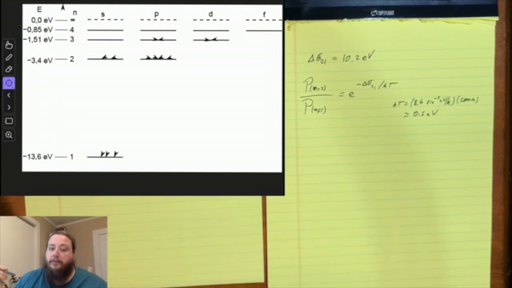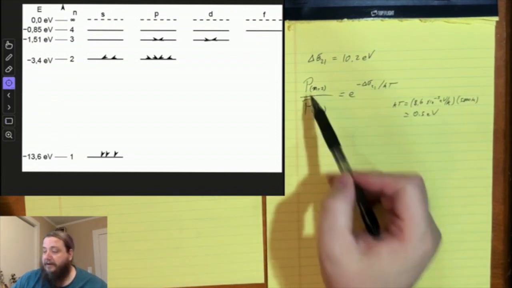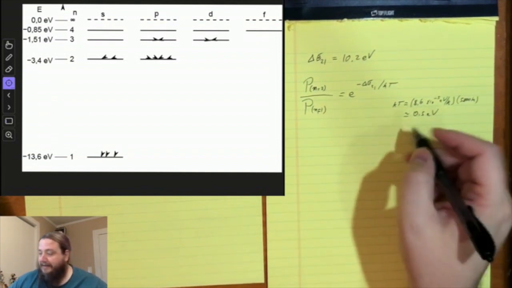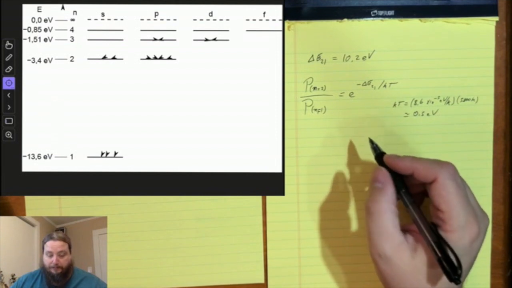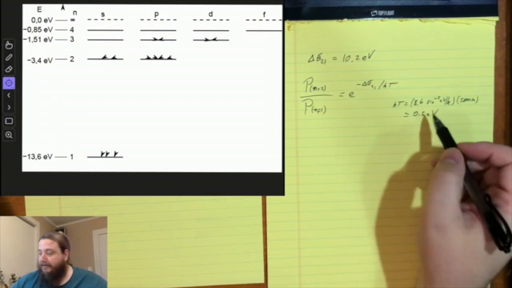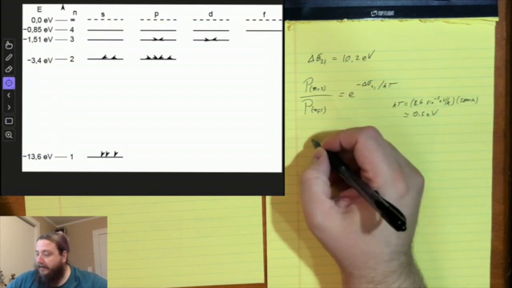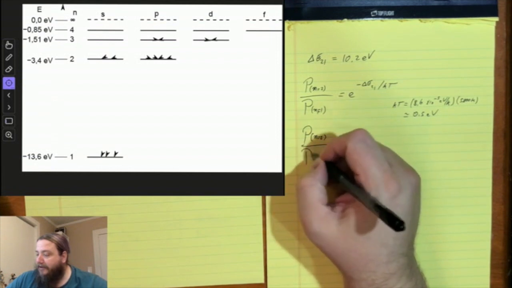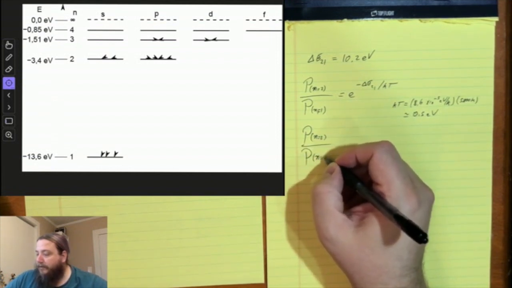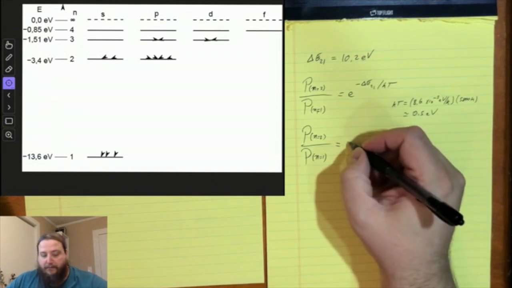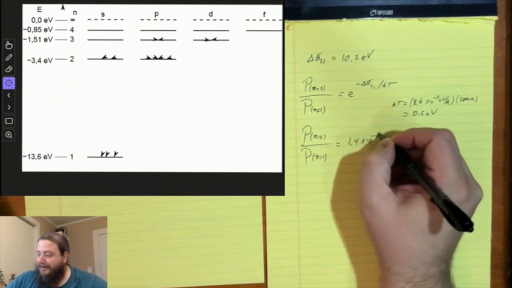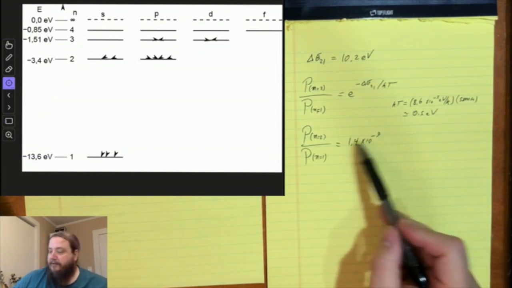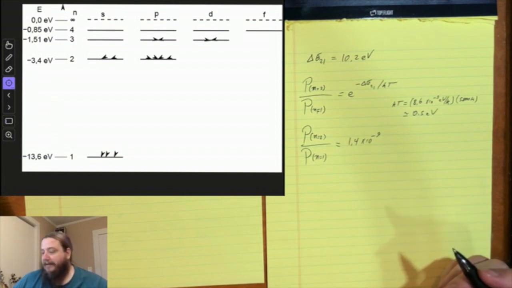So we're relatively suppressed up here at the n equals 2 states, and indeed e to the minus 10.2 eV divided by half an eV gives us a relative probability of being in a single n equals 2 state versus the probability of being in a single n equals 1 state of roughly 1.4 times 10 to the minus 9. So for every billion atoms, you'd have 1.4 of them in the n equals 2 state.